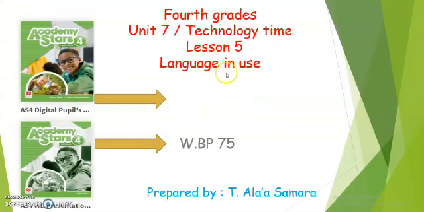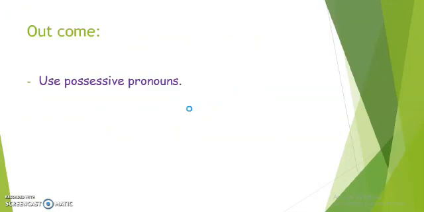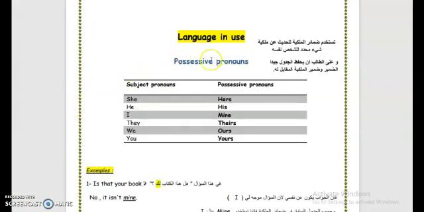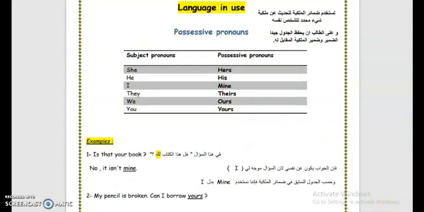Today's lesson is language in use and you need to open your workbook page 75. We have an outcome for today: use possessive pronouns. My students, in the previous class we explained possessive pronouns and we said we have possessive pronouns for subject pronouns. For example, she becomes hers, he, his, I, mine, they, theirs, we, ours, you, yours. And let us repeat this example again.